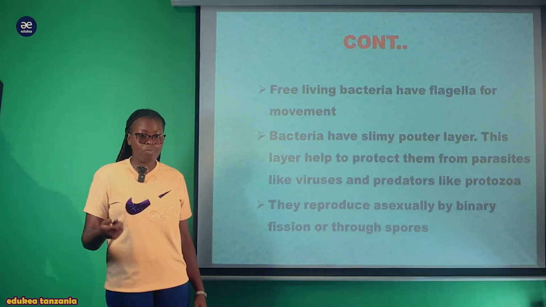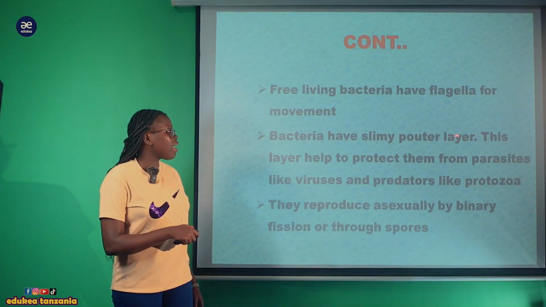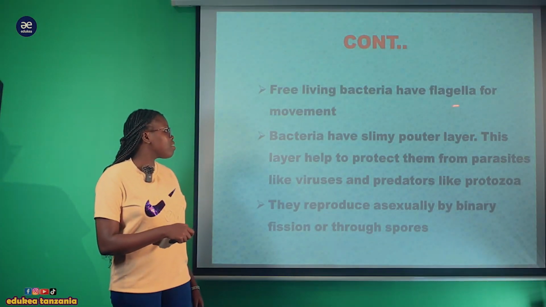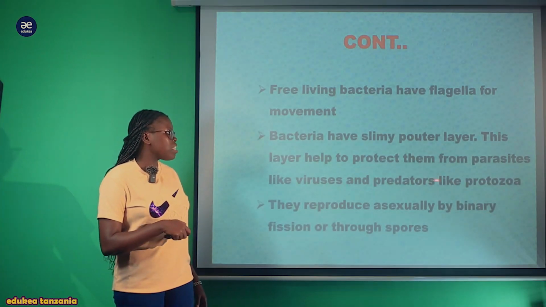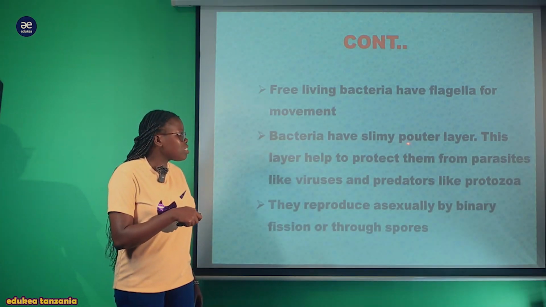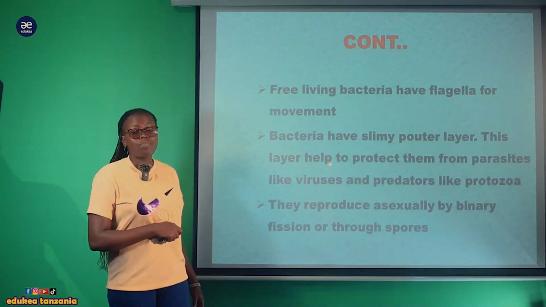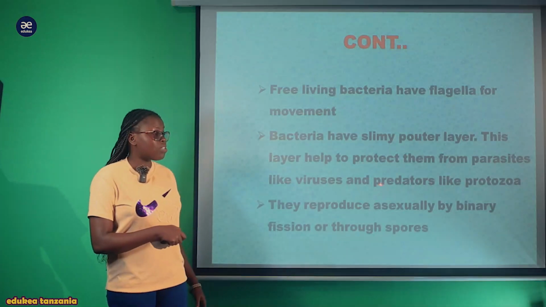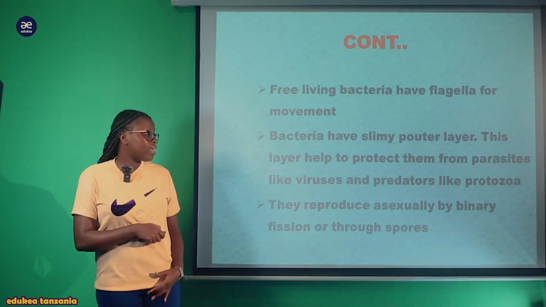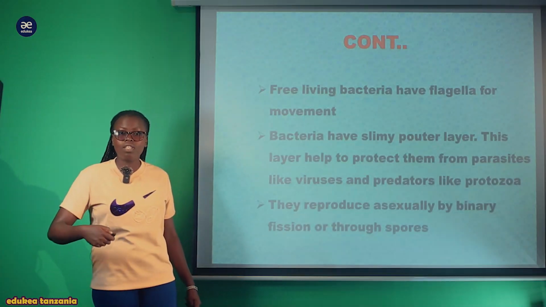Also, bacteria have a slimy outer layer. This layer helps to protect them from parasites like viruses and predators like protozoa. This outer layer is very smooth, which makes it very difficult for viruses and other predators like protozoa to attach. A predator is an organism that feeds on other organisms.